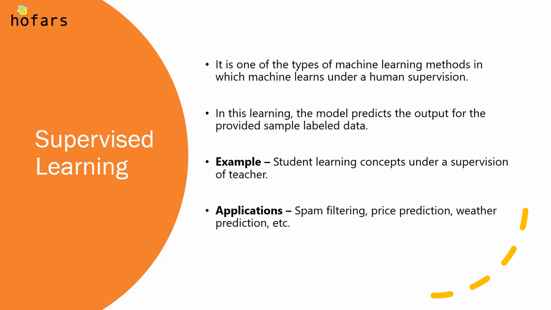This learning model predicts the output from provided sample data, or to put it another way, labeled data. Remember this labeled data; I'll explain what it means afterwards when it comes to unsupervised learning. And this is the main difference between unsupervised and supervised learning. Take an example, like a student learning concepts from teachers under their supervision. This is what supervised learning is. And applications are a plethora of them. I can't even write all of them, and there is no space as well. So I mentioned a few of them, like spam filtering, price prediction, weather prediction.